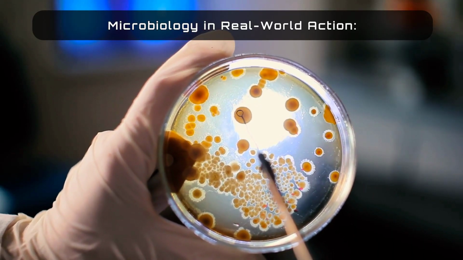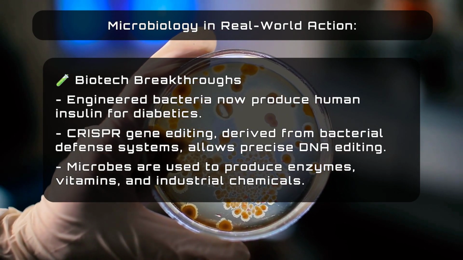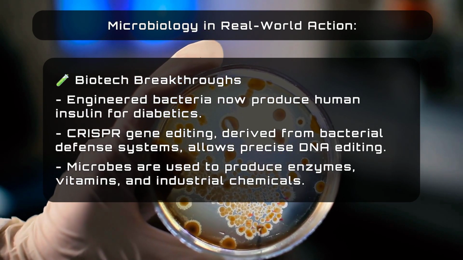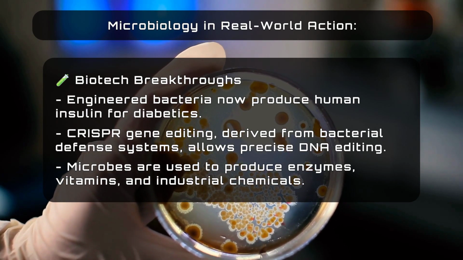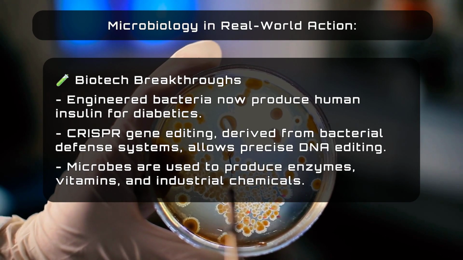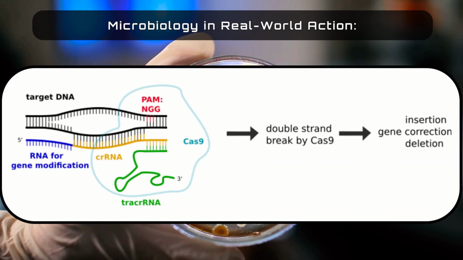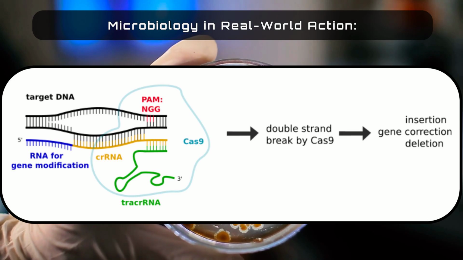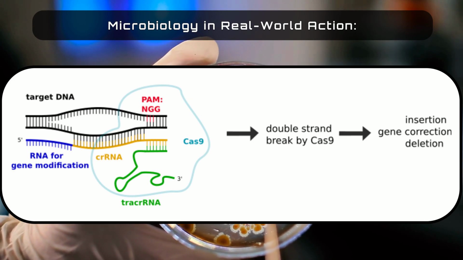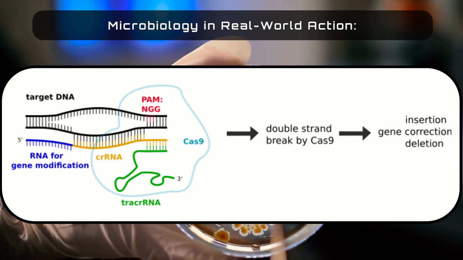Biotechnological innovations. Microbiology is at the forefront of biotechnological innovations. For instance, scientists have engineered bacteria to produce insulin, a hormone that is crucial for managing diabetes. This has revolutionized diabetes treatment, making insulin more accessible and affordable. Another exciting area is CRISPR gene editing, which uses bacteria to precisely edit DNA. This technology has the potential to cure genetic disorders and revolutionize medicine. Microbes are also used to produce enzymes, vitamins, and industrial chemicals.